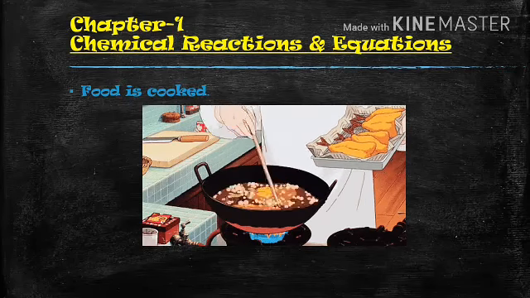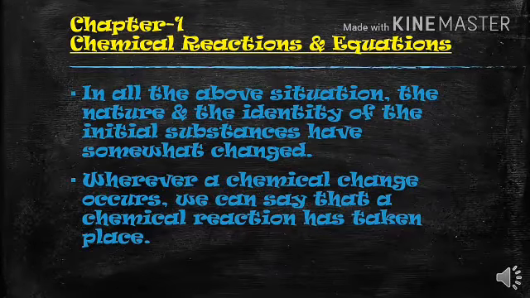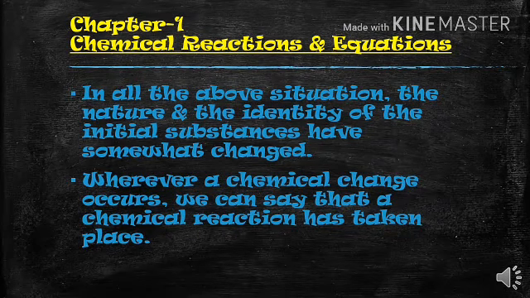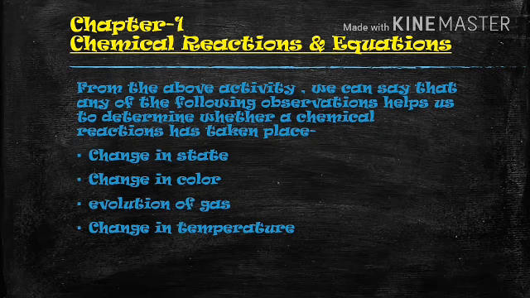So in all the above situations, the nature and the identity of the initial substances have changed. Wherever a chemical change occurs, we can say that a chemical reaction has taken place. From the above activity, we can say that any of the following observations helps us to determine whether a chemical reaction has taken place. As I already mentioned, it can be a change in state, a change in color, evolution of gases, or a change in temperature.